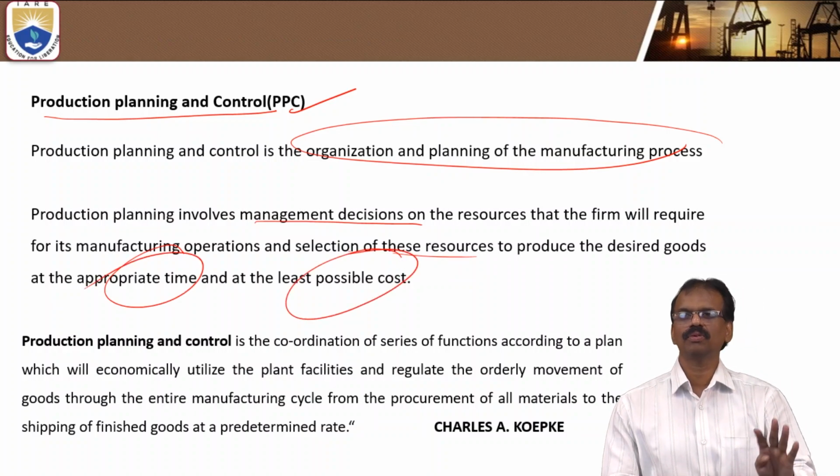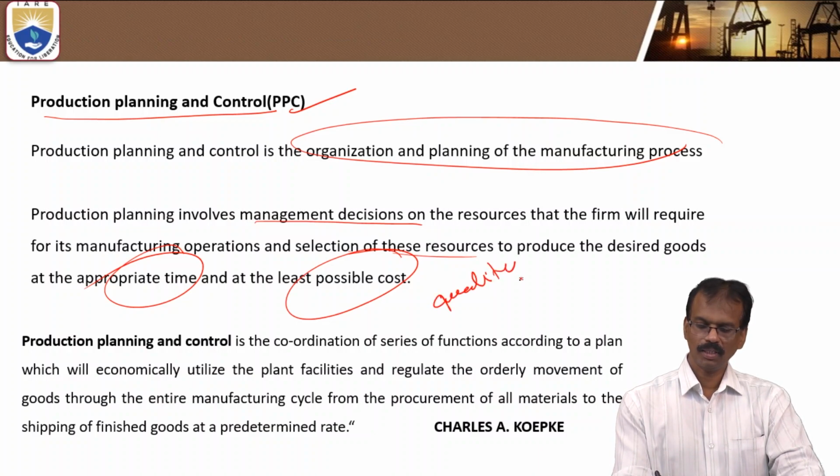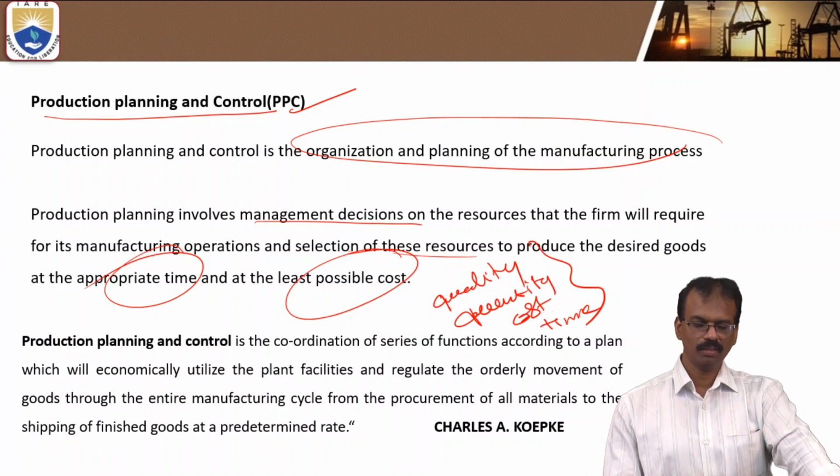Already told that, the quality and the quantity and cost and the time. So maintaining these four factors is very important, with the help of production planning and control.